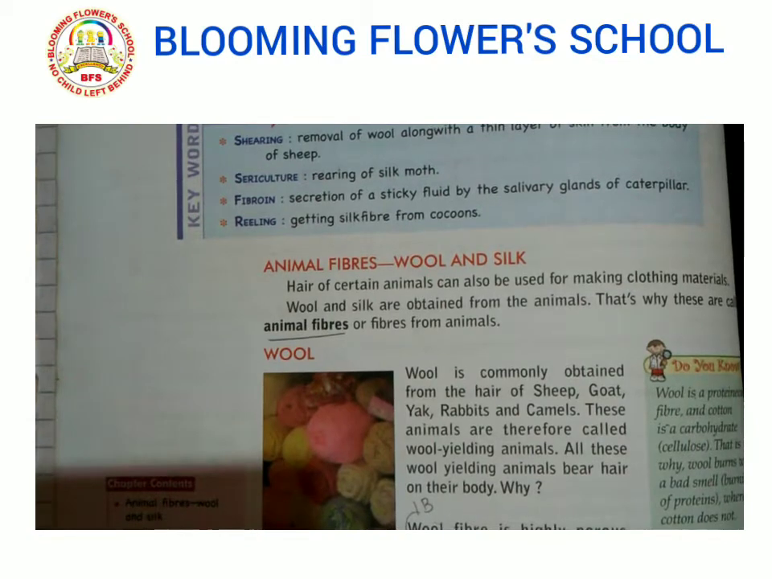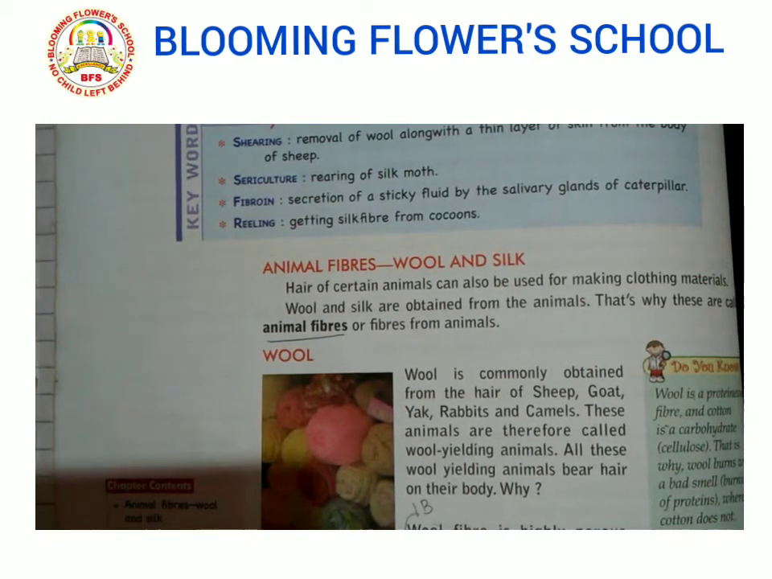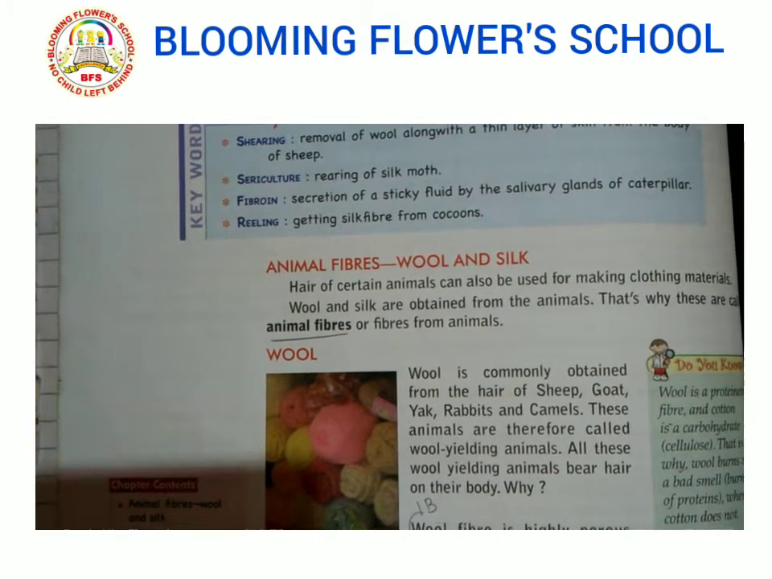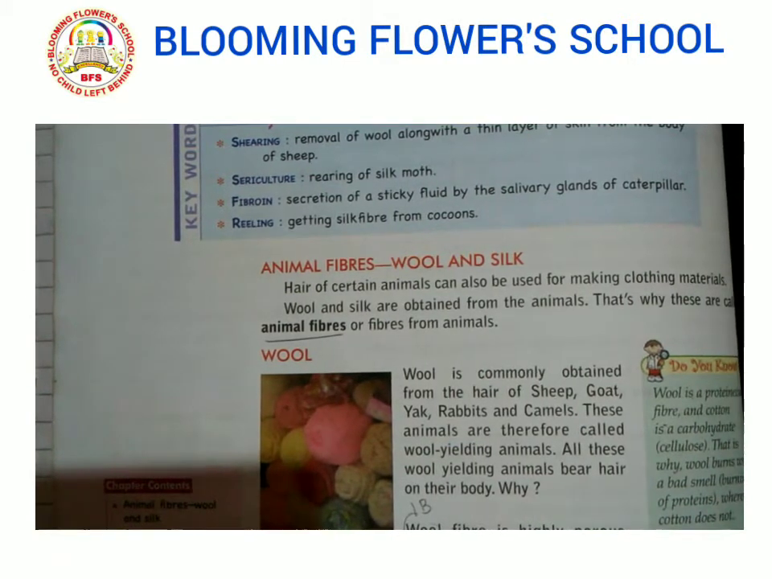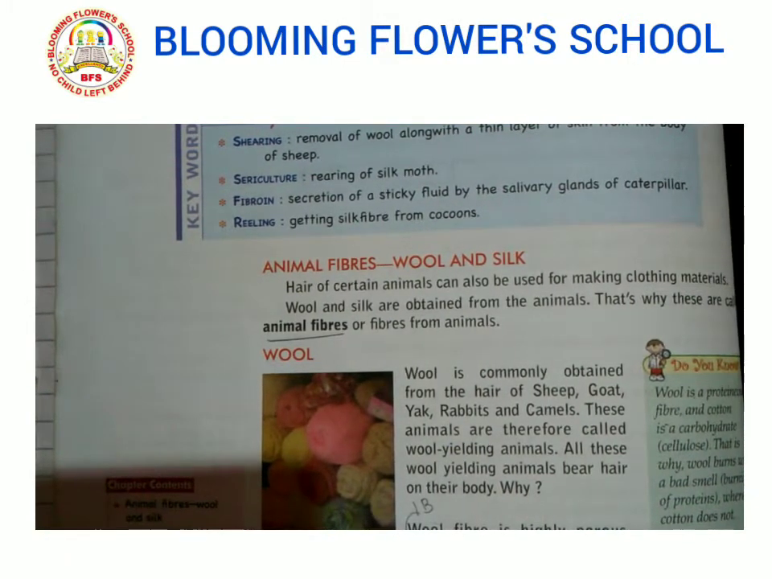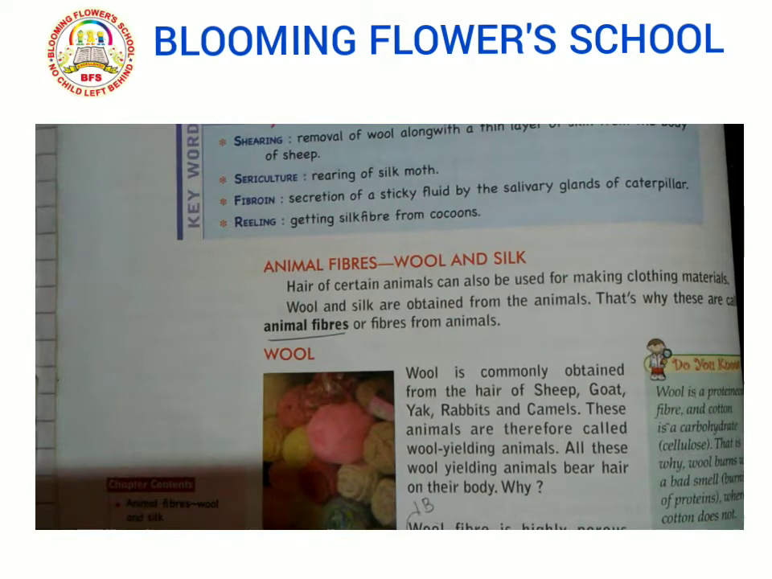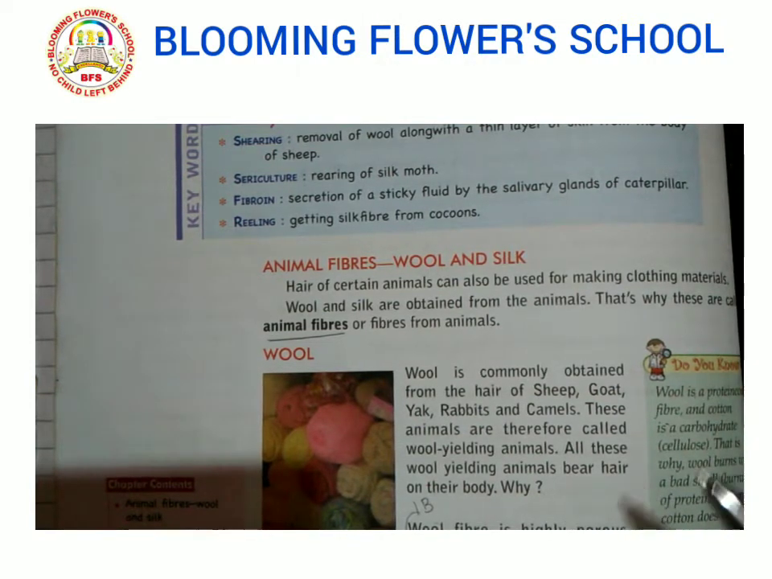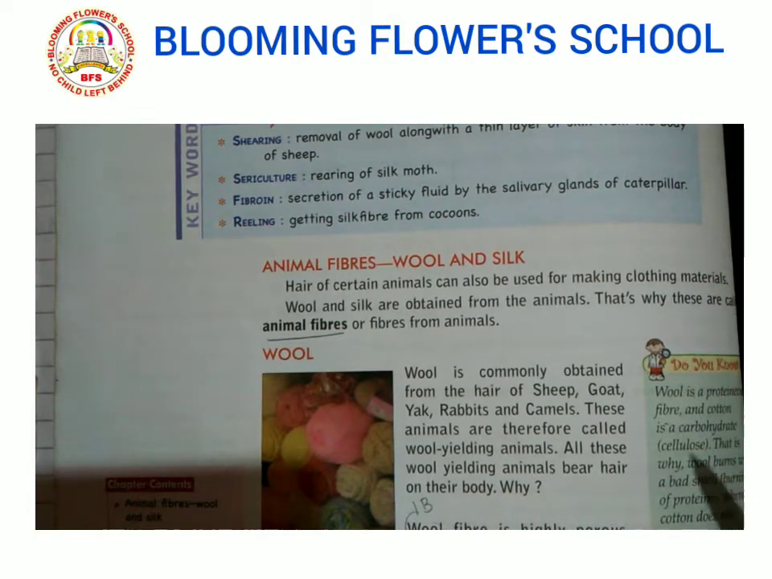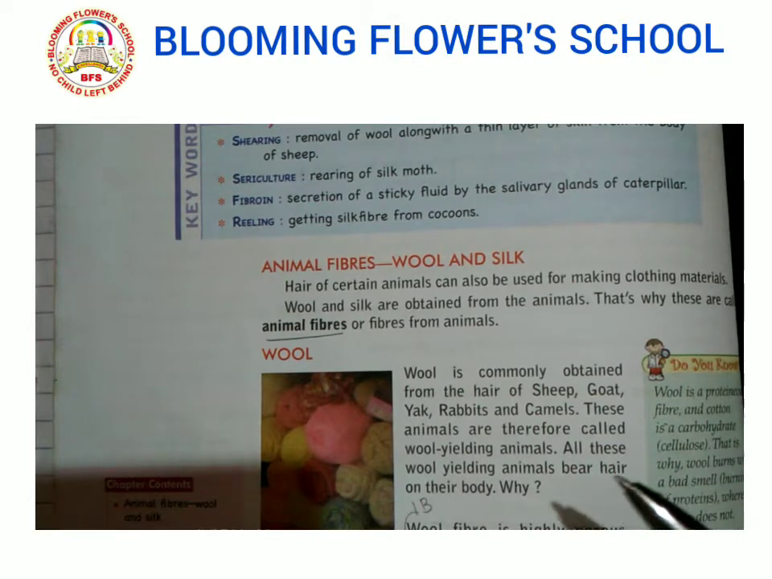When we discuss the chapter, you are supposed to make some points. That will make you very fast when you answer questions. If I ask you to name some wool yielding animals, your answer will be: ma'am, the wool yielding animals are sheep, goat, yak, rabbit and camels.